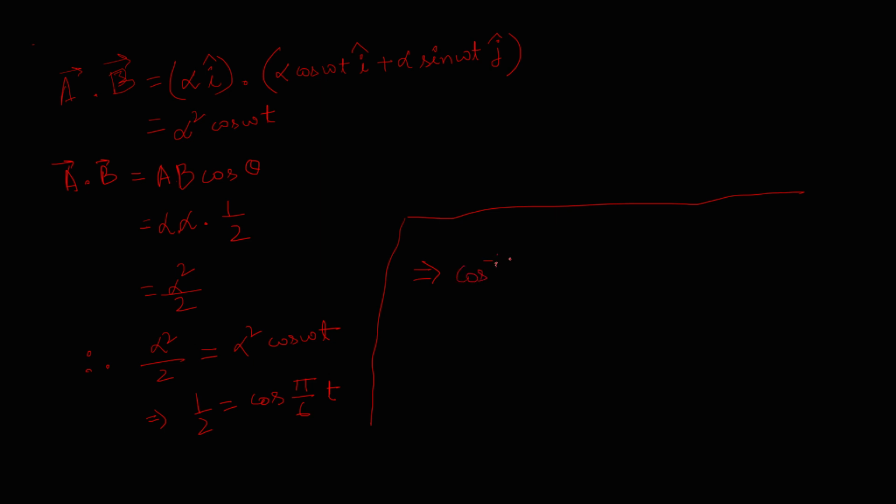So from this I can get cos inverse of half is equal to pi by 6 times t. Now cos inverse of half is what? Pi by 3 is equal to pi by 6 times t. So if I try to solve this, pi by 3 times 6 by pi is equal to t. Pi cancels. 3 ones are 3, 3 twos are 6. Finally, I got t is equal to 2. So the value of capital T is 2 seconds. This is the answer.